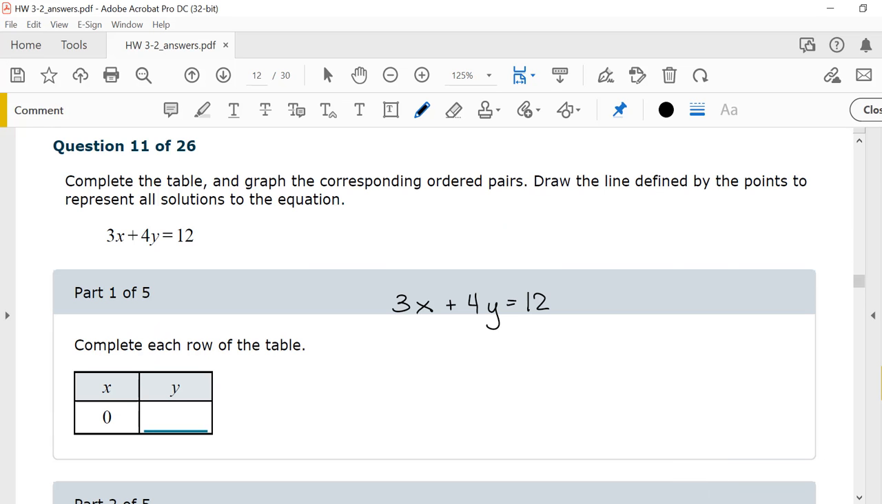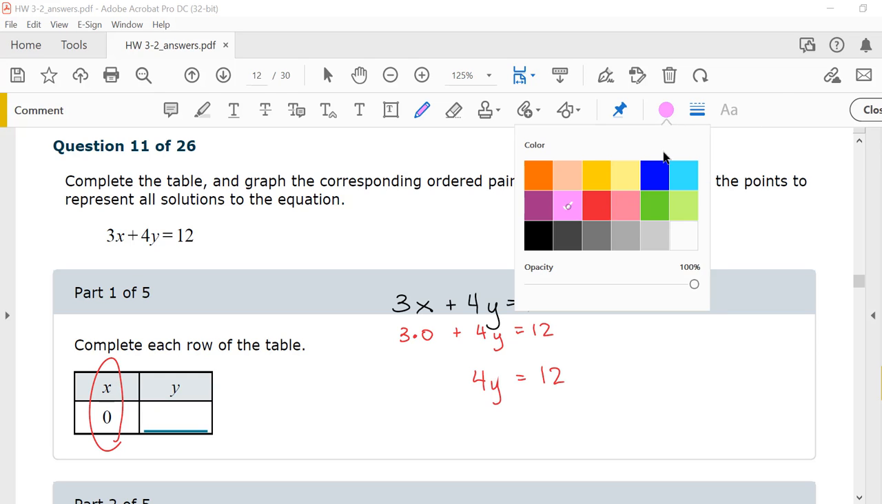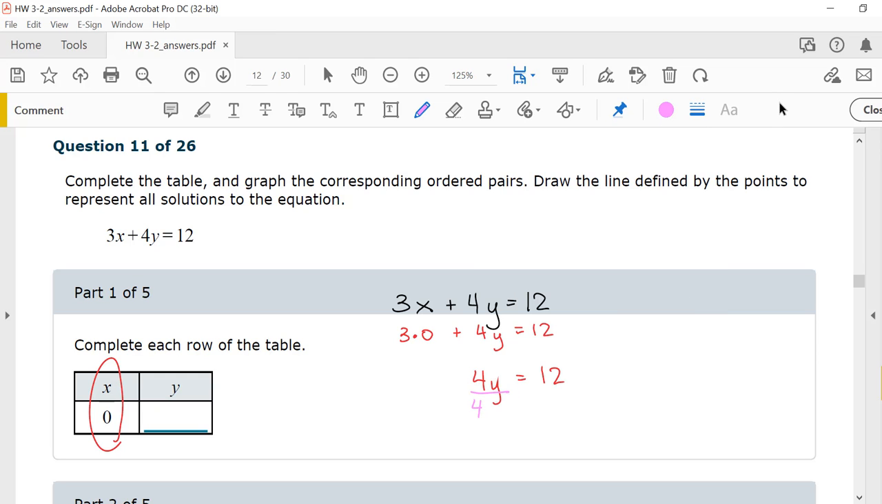We're going to continue and do the same thing with the line 3x plus 4y equals 12. For the first point, we're going to let x be 0. So we're going to say 3 times 0 plus 4y equals 12. 3 times 0 is 0. 0 plus 4y, I get just 4y equals 12. To get y by itself, I need to divide both sides by 4. So y will equal 12 divided by 4, which is 3. So I have the point 0, 3.